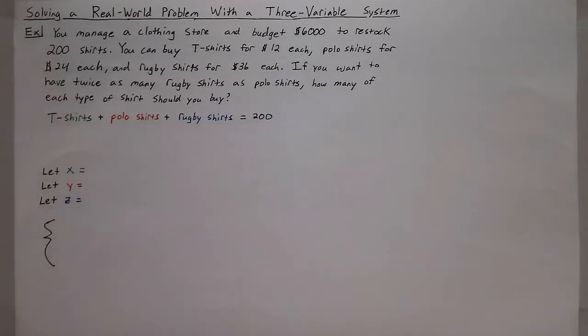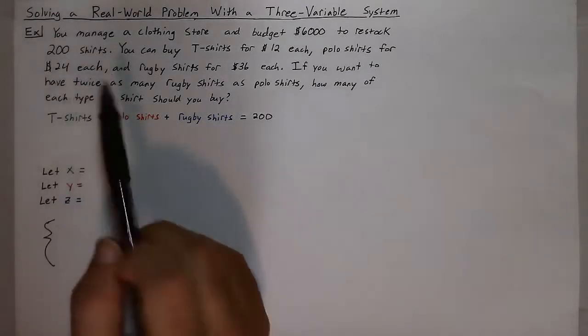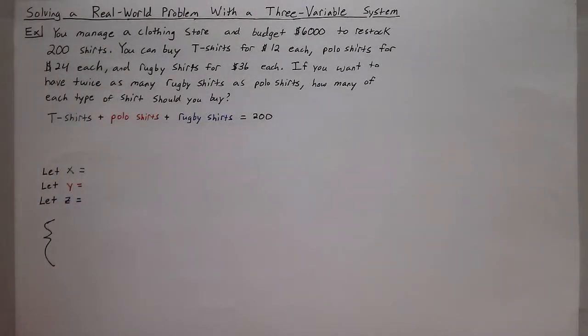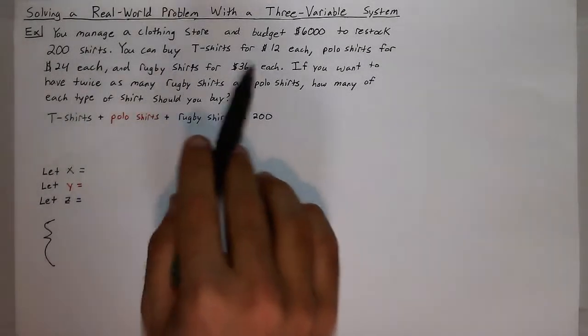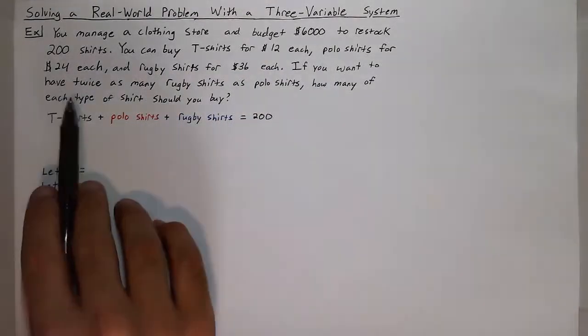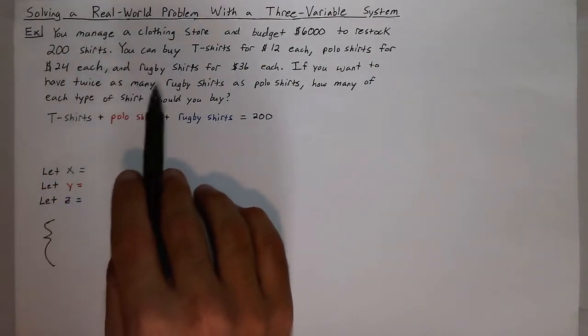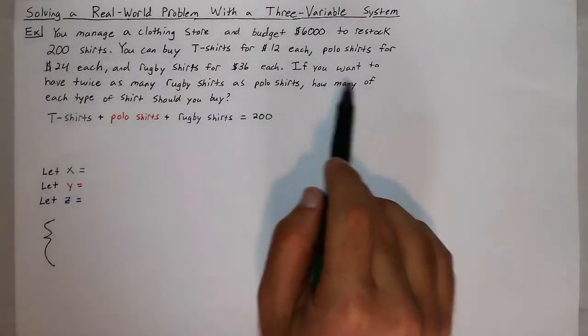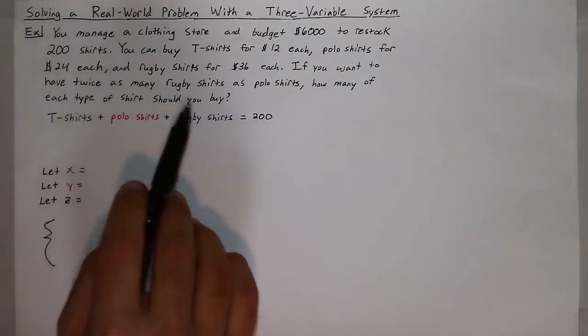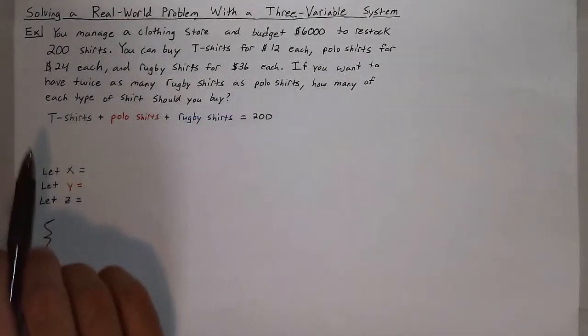In this video, we're going to learn how to solve a real-world problem with a three-variable system. For this example, you manage a clothing store and budget $6,000 to restock 200 shirts. You can buy t-shirts for $12 each, polo shirts for $24 each, and rugby shirts for $36 each. If you want to have twice as many rugby shirts as polo shirts, how many of each type of shirt should you buy?